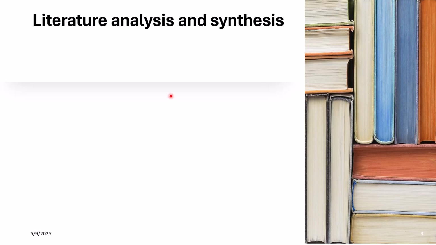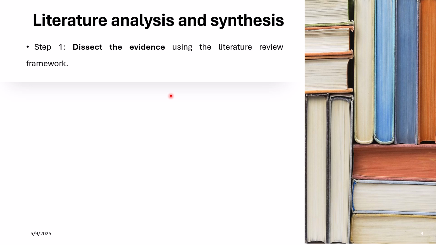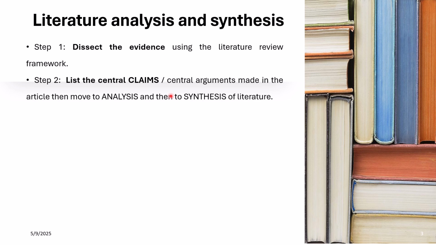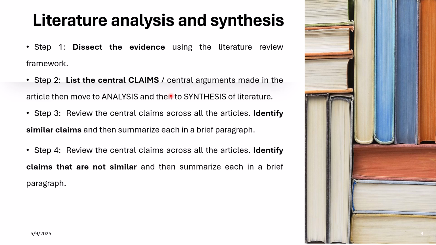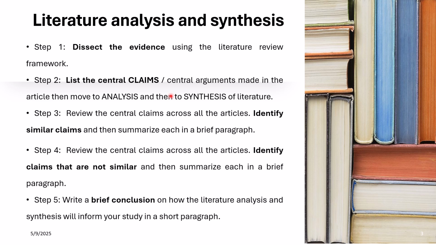Now we start with the literature analysis and synthesis. Number one step is to dissect the evidence using the literature review framework that we are going to discuss in subsequent slides. Second step is to list the central claims and or central arguments. The third step is to identify similar claims. And the fourth step is to identify the dissimilar claims. And the fifth step is to write a brief conclusion about it.